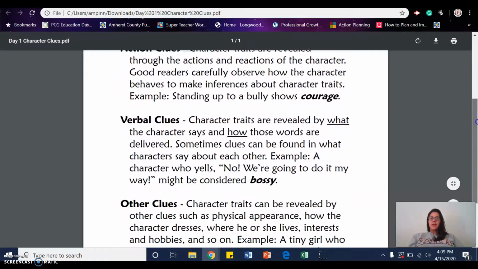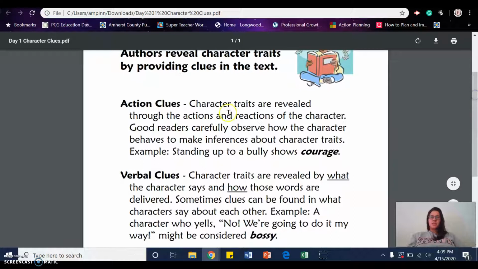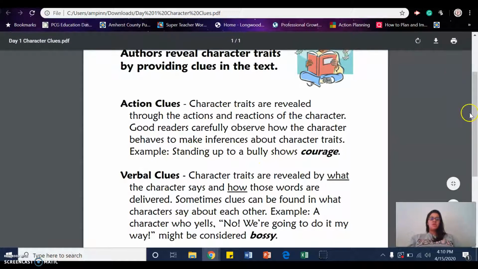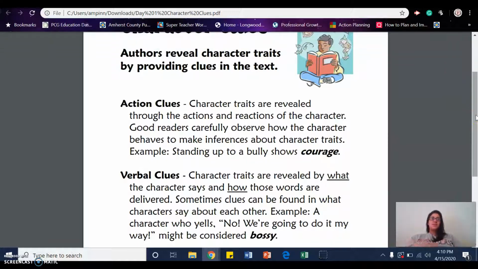You have different kind of clues, like an action clue. Character traits are revealed through thoughts and actions and reactions of characters. Good readers carefully observe how the character behaves to make inferences. Remember, that means guesses about the different character traits. For example, standing up to a bully shows courage. So courage, by standing up to that bully, that's showing that you have that bravery in you.